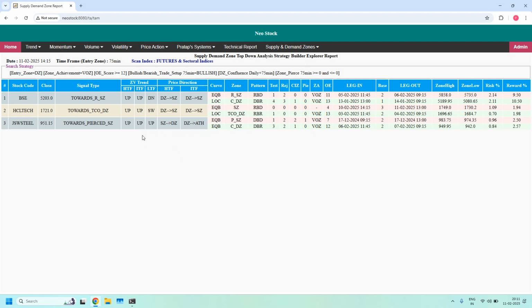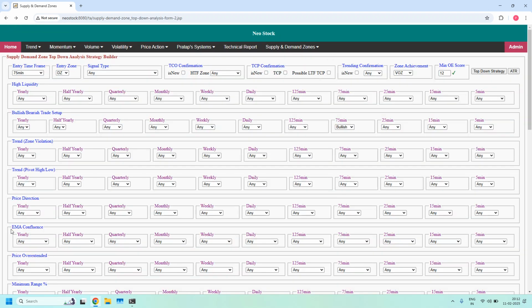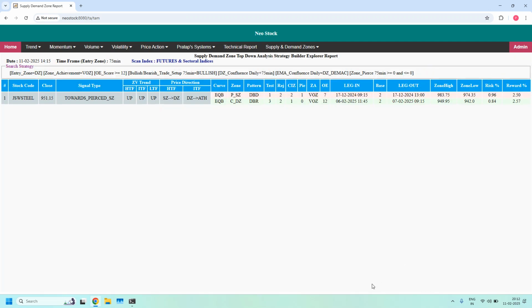If any of these 3 stocks are having daily EMA confluence, they are even more high probability trade setup supported stocks. Let's verify. In the EMA confluence at daily time frame, I am setting daily demand zone is having daily EMA confluence or not. So we got 1 stock. So this is even more high probability trade setup supported stock. That's why it is already tested 3 times.